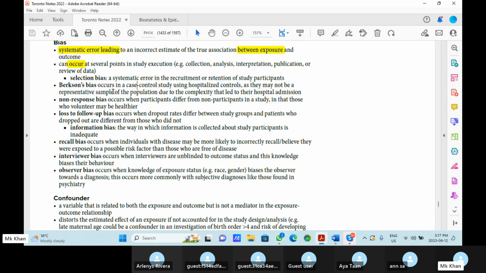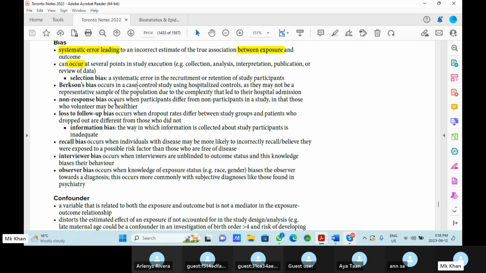Then Berkson's bias is in case control studies using hospitalized controls, as they may not be a representative sample of the population. So basically Berkson's bias is usually in hospitals, so hospital admission. So you are not taking all the population, you are just taking the sample of hospitalized patients. So that is your Berkson's bias.